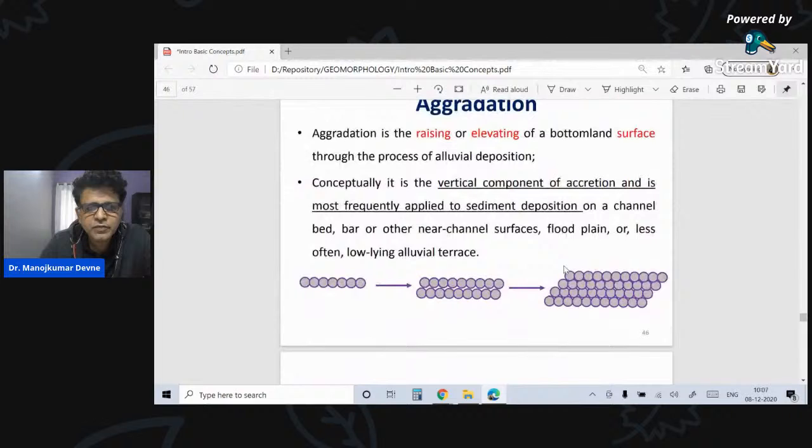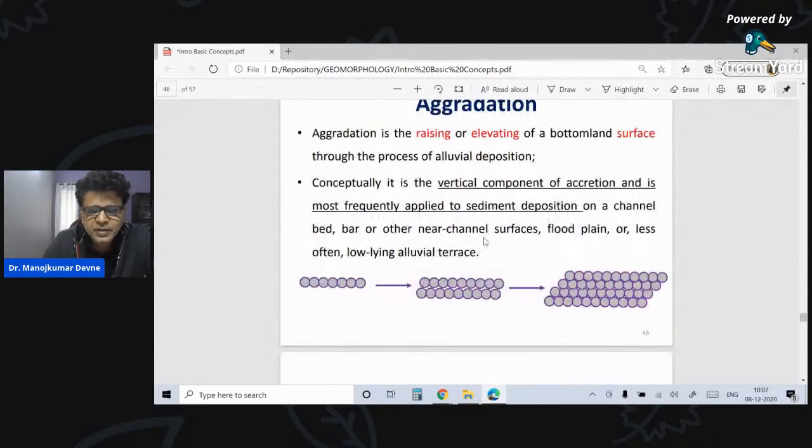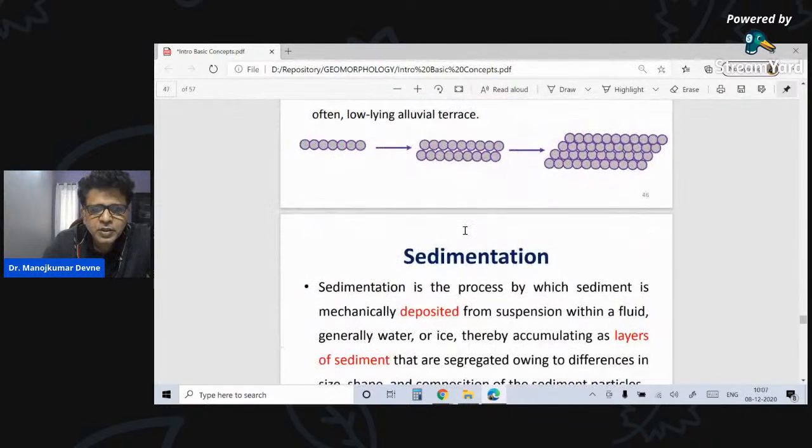And then you have aggradation, which is the opposite of degradation. From a single layer, you have the deposited material dumped into a particular area, and then further dumping on that. All of this will cause a vertical accretion. Aggradation is the elevation of the surface. Aggradation and degradation are processes opposite to each other.